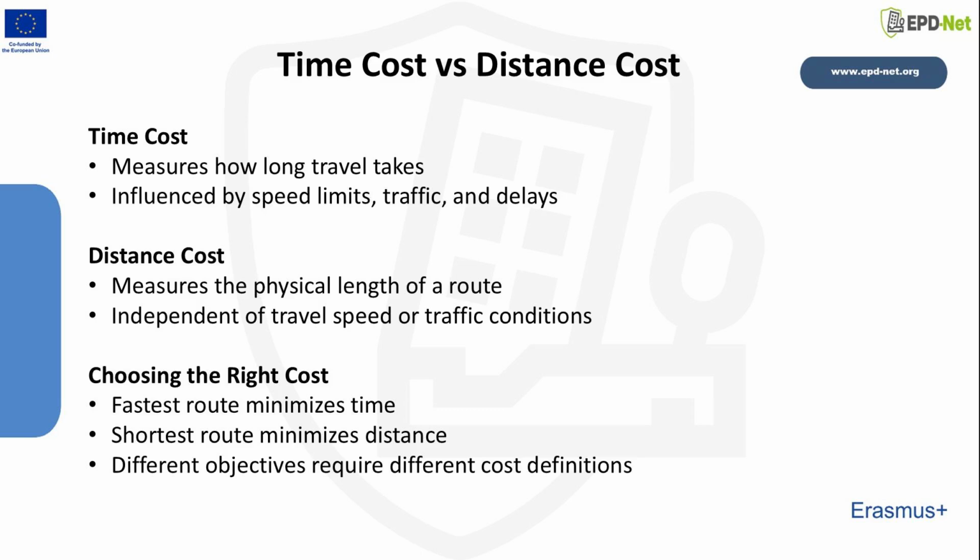Time cost and distance cost represent two fundamental ways of evaluating routes in GIS-based routing. Time cost measures how long it takes to travel along a route and is influenced by factors such as speed limits, traffic conditions, and delays at intersections or signals. Distance cost, on the other hand, measures the physical length of a route. It focuses solely on how far a route extends and does not directly account for travel speed or traffic conditions. This type of cost is often used when minimizing fuel consumption or total distance traveled is a priority.